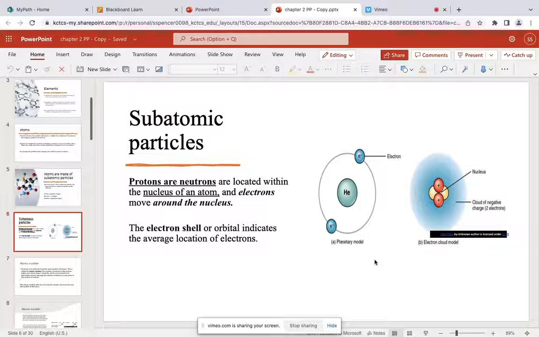So just like we just previously said, protons and neutrons are located within the nucleus. You can see here the nucleus of the cell, and then we have the positive charge right here that's represented by the plus sign, and then you have the 2 electrons on the outer shell out here. So we'll touch on this a little bit later.